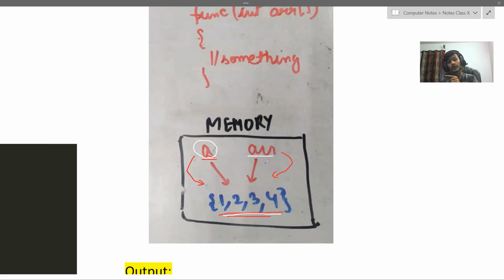So if arr makes any changes in the array, then A will be able to see it. If A makes any changes to the array, then arr would be able to see it. Is it clear to everyone?